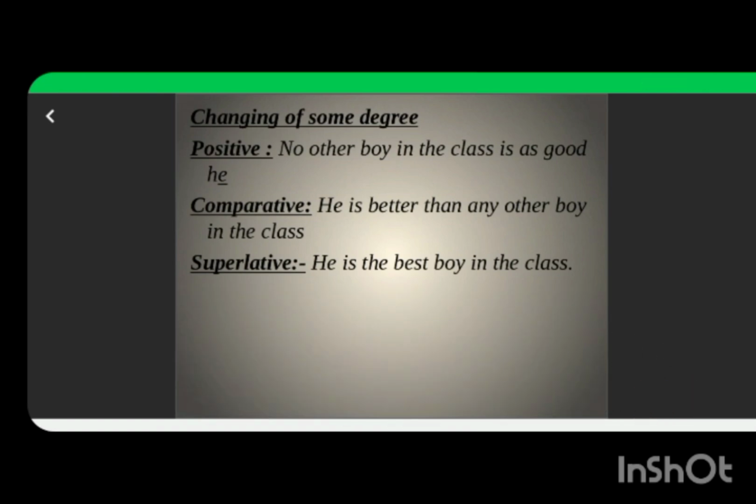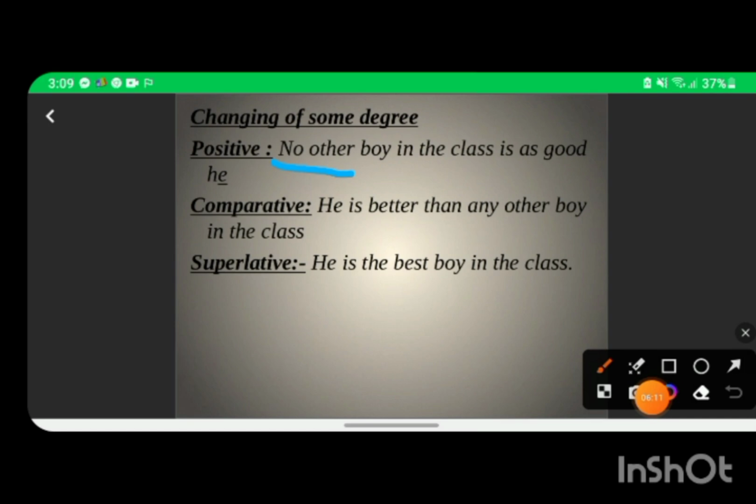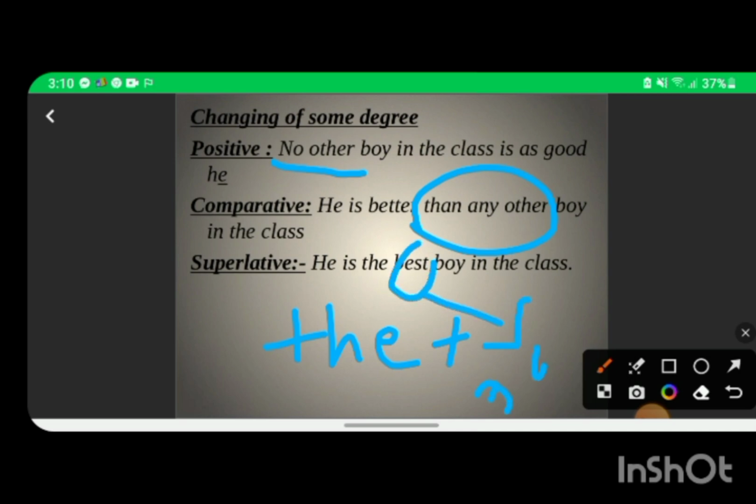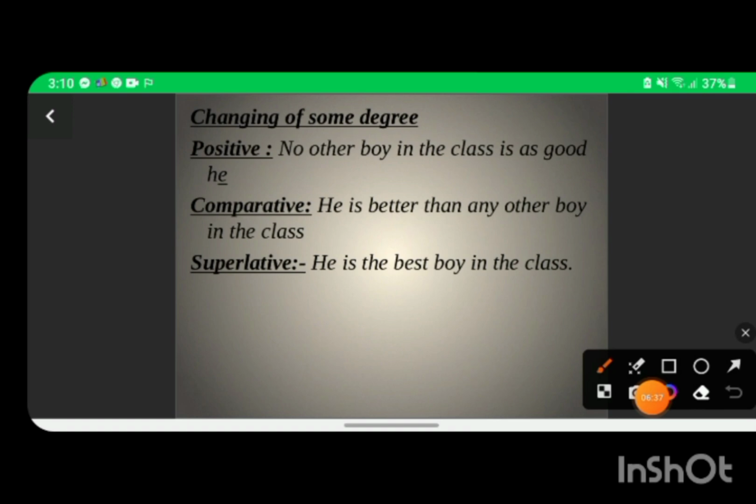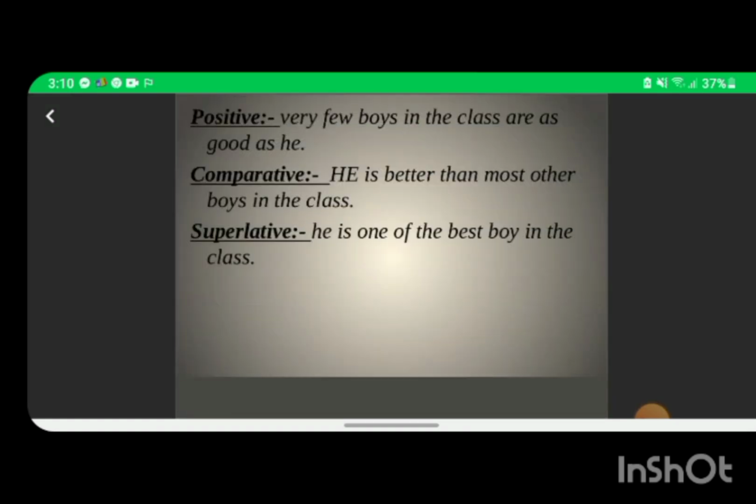You can see here "no other." For this reason, in comparative degree you will use "than any other." In superlative degree you will use "the." Best is the superlative form of good. So the example is: "No other boy in the class is as good as he." "He is better than any other." This one is the symbol of comparative degree, and this one is the symbol of superlative degree. Now come to the next slide.